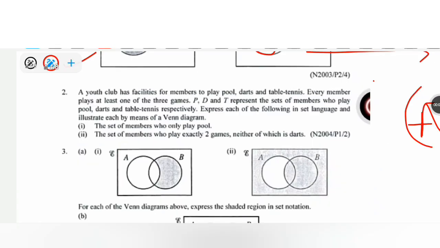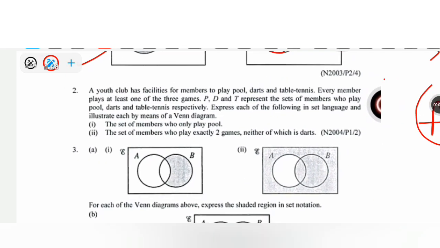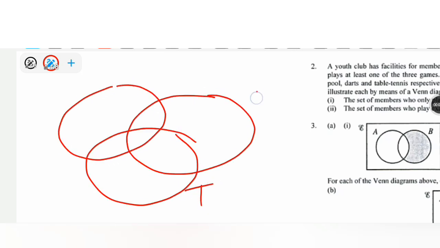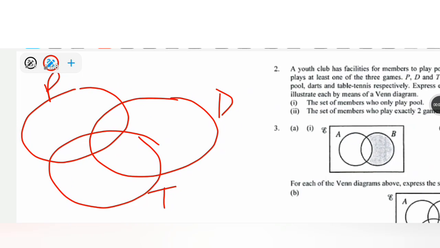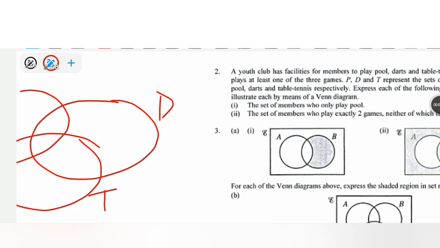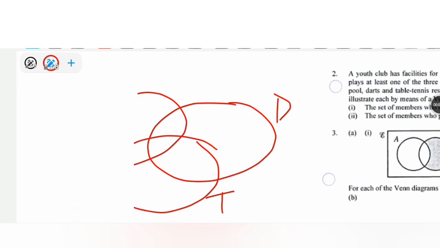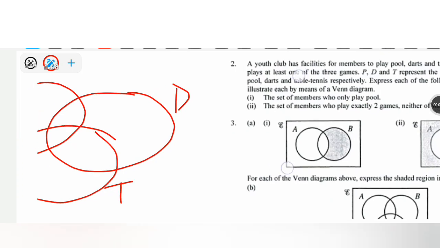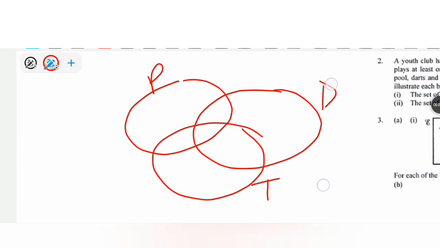So the first one is, you need to take note of something. Every member plays at least one of the 3 games. That means everybody is involved. That means the 3 circles touch one another. So you have P, D, and T. This is T, D, this is P. Set of members who only play pool. You have to show it on this diagram. Take note of the word only. That means no other circle should reach where your hand is in P. So you are in P here.